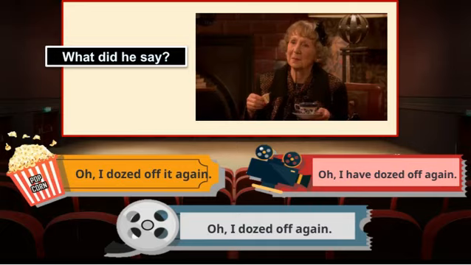What did he say? Well, sometimes we might not catch everything, especially when we're distracted or tired. You can see here how easily our attention can drift, leading us to miss important details. "Oh, I have dozed off again." It's a common experience, isn't it? Even when we're engaged, fatigue or monotony can cause us to drift off mentally.